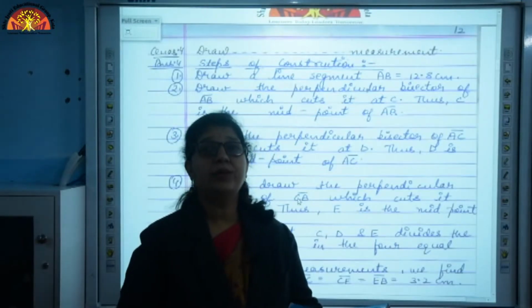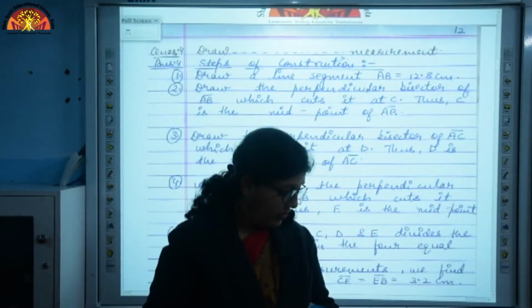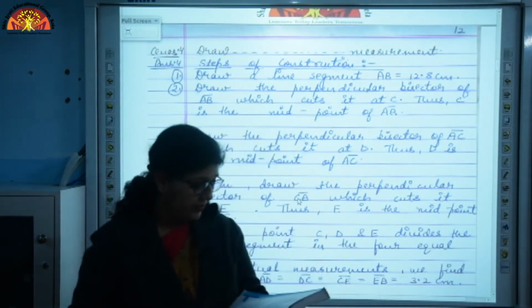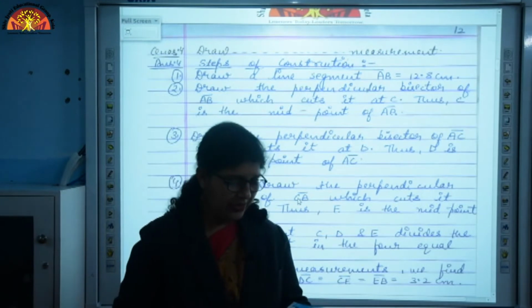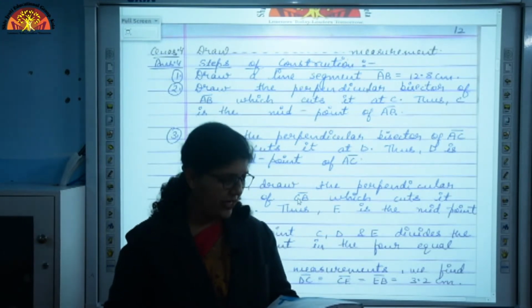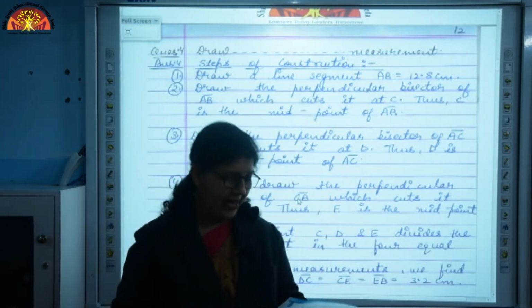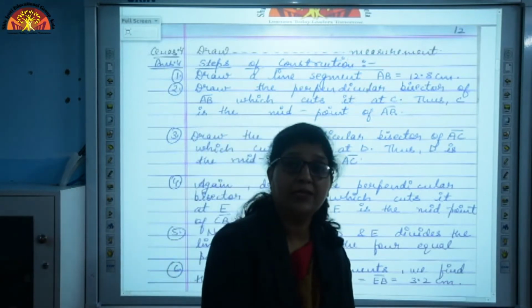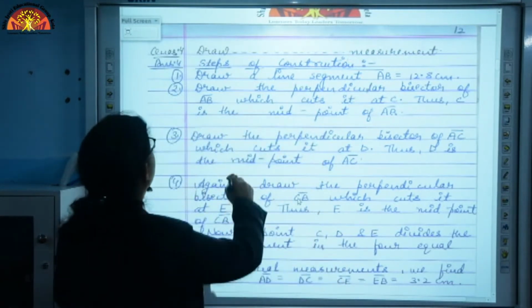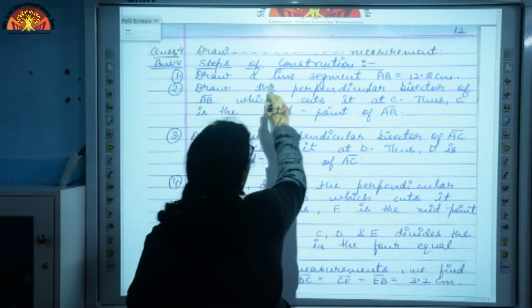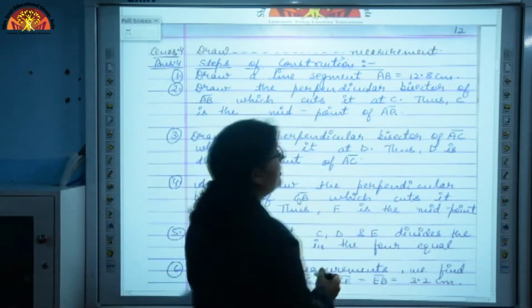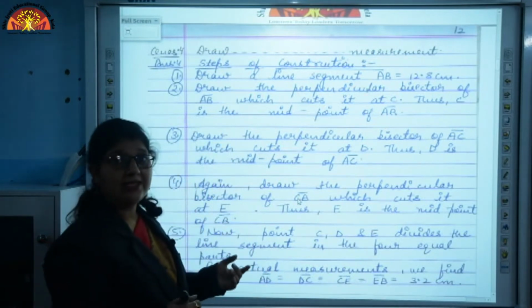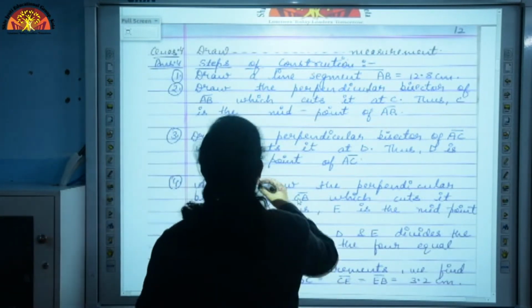Let us see question number 4 of exercise 14.5. Draw a line segment of length 12.8 centimeter. Using compasses, divide it into 4 equal parts. Verify by actual measurement. Let us see first steps of construction. Now first is, draw a line segment AB of length 12.8 centimeter. Using ruler, you draw a line segment of length 12.8 centimeter.